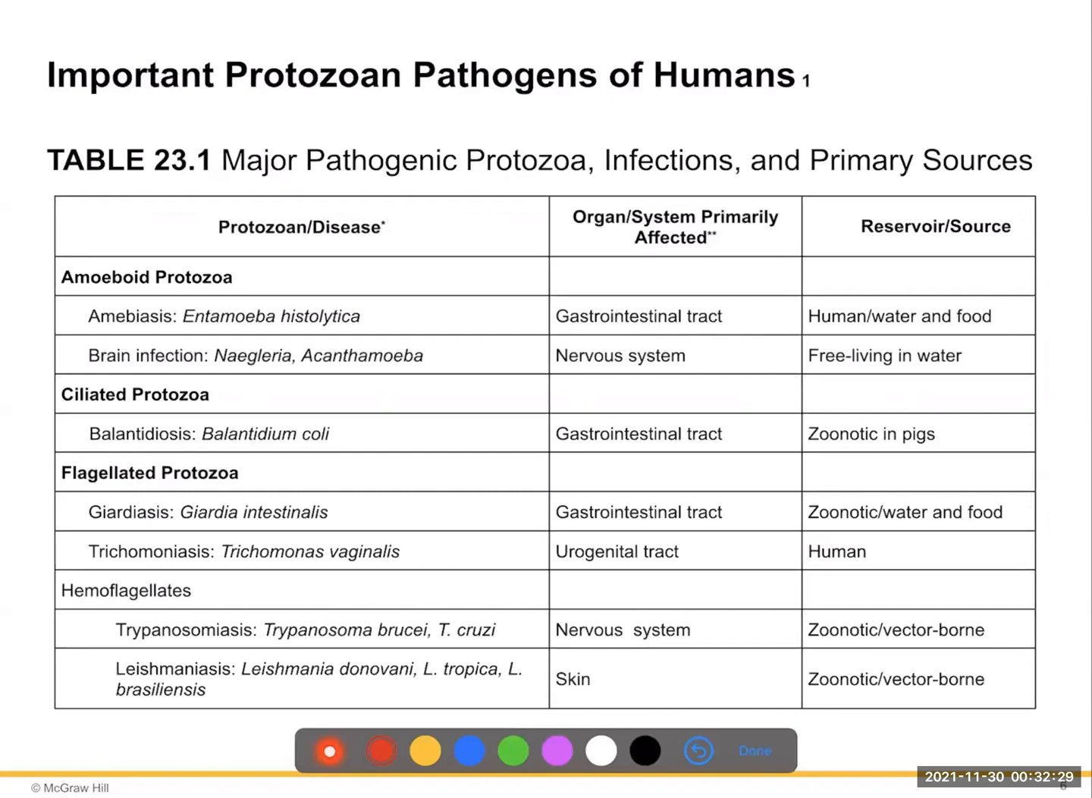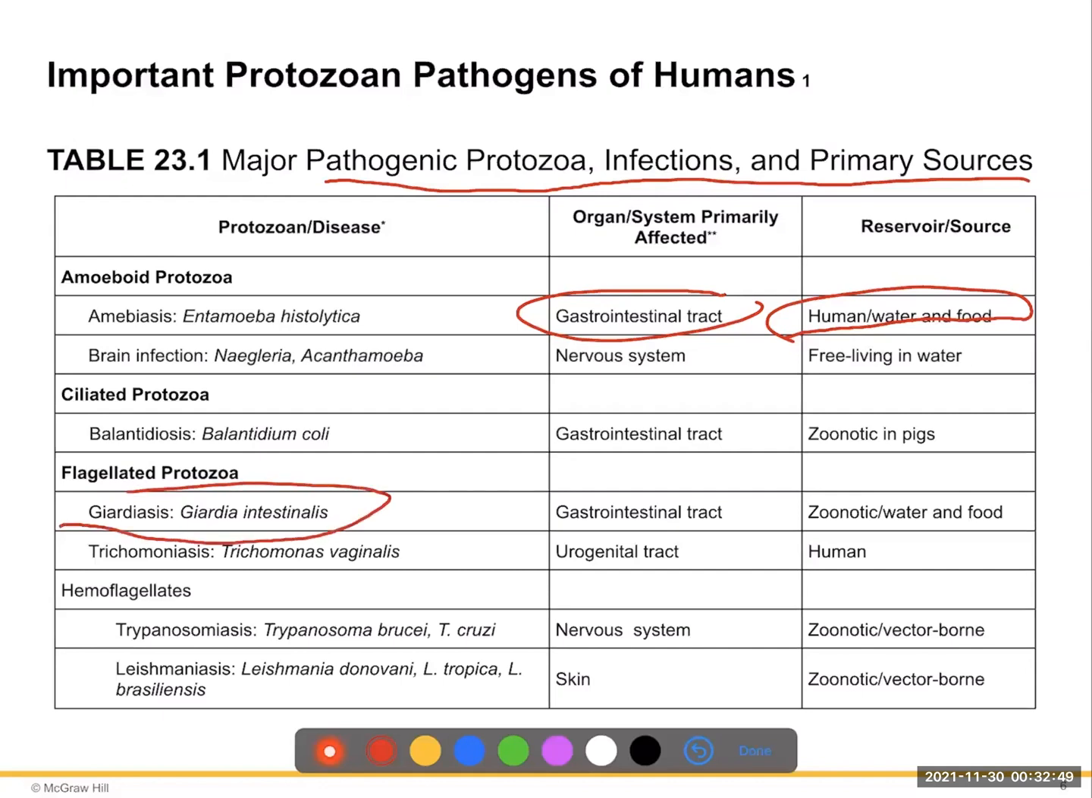These are the major pathogenic protozoan infections and their primary sources. The amoeboid ones, amoebiasis, affect the gastrointestinal tract, and the rest are found in humans, water, and food. We'll go through these as we go along. Giardiasis, like Giardia, affects your gastrointestinal tract. There's zoonotic, transferred from different species of animals to humans, found in water and food. Trichomoniasis and trichinosis affect the urogenital tract, found in humans, and so forth. We'll get through all those here.